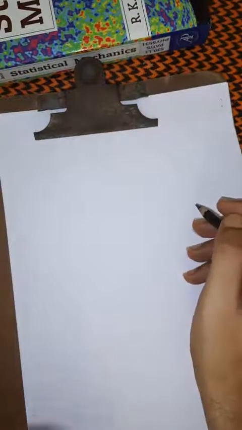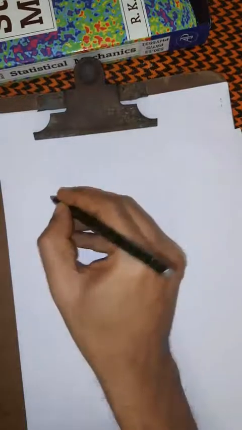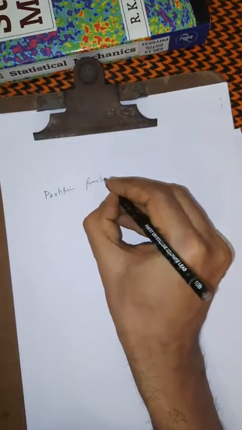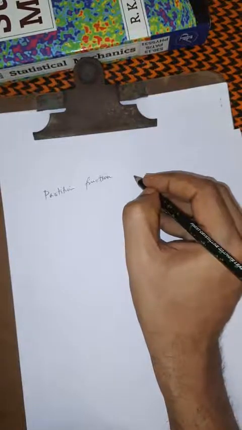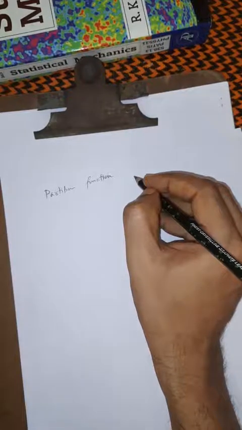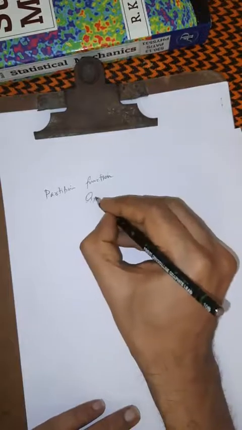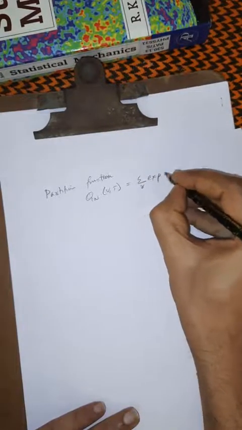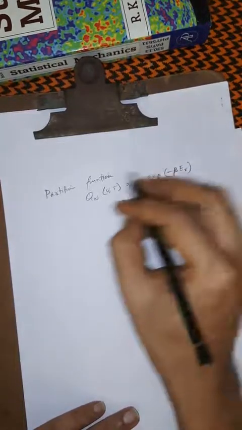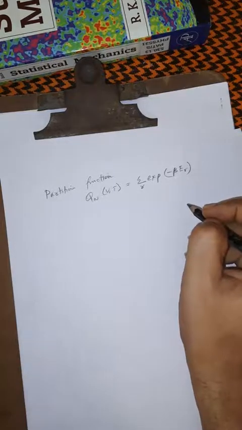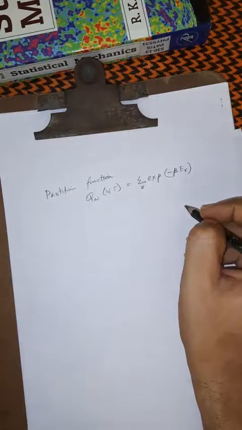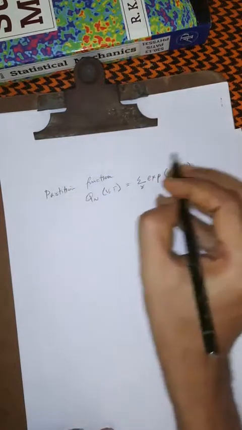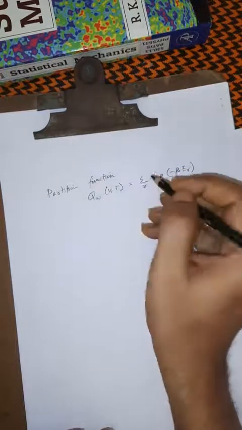So in the last video, we discussed the partition function. We derived an expression for the partition function, right? So what was the expression for that? Q_N(V,T), this is for a canonical ensemble. Q_N(V,T) is equal to sum over r of exponential minus beta E_r. So this was the expression for the partition function of a canonical ensemble. And we discussed the significance and the applicability of the partition function. So that is what we did.